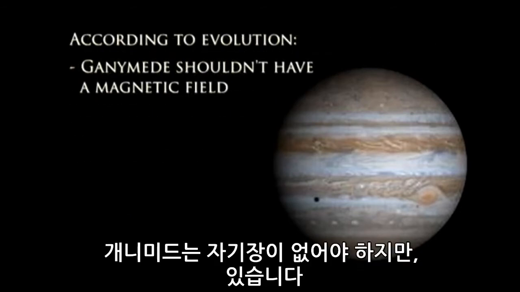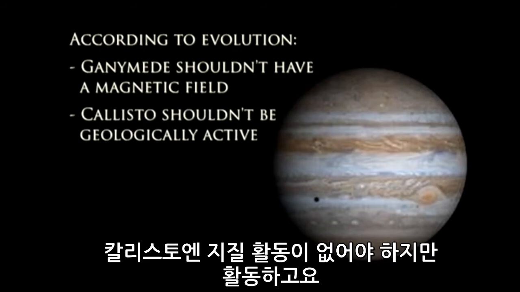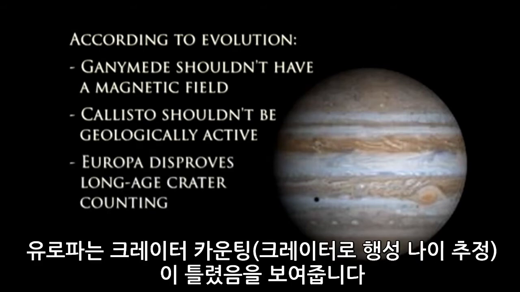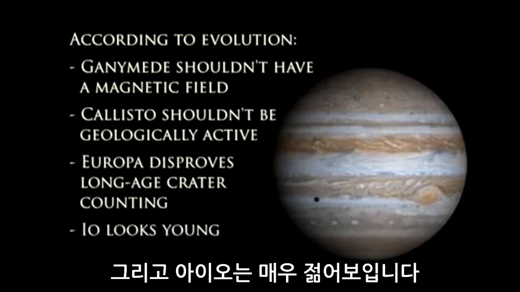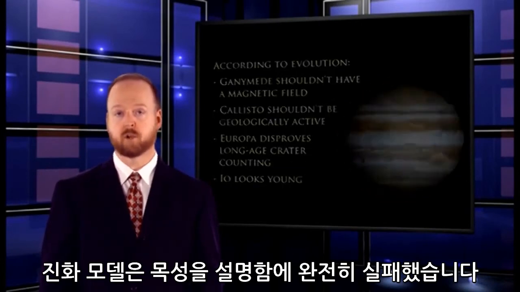Ganymede shouldn't have a magnetic field, but it does. Callisto shouldn't be geologically active, but it is. Europa shows that long-age crater counting methods are wrong, and Io looks very young. Evolutionary models fail utterly to explain Jupiter.